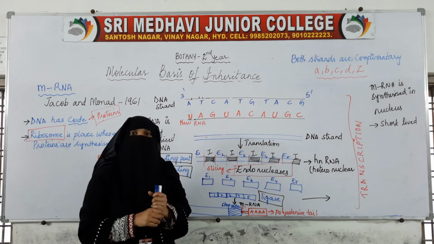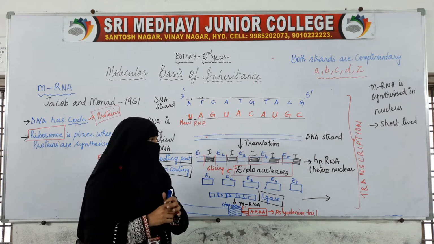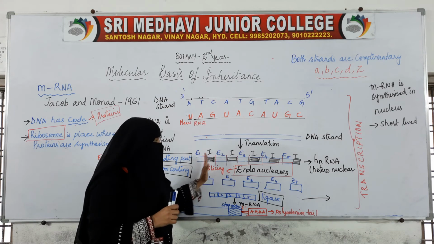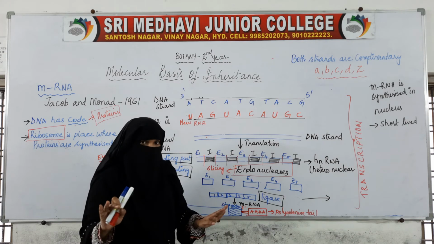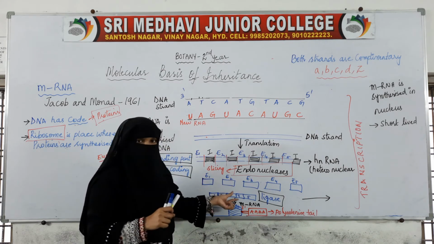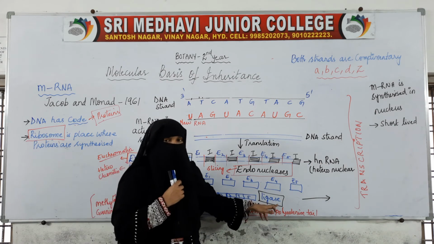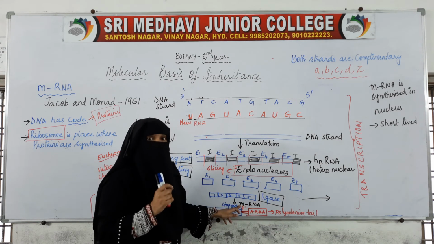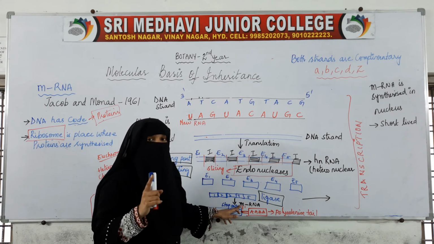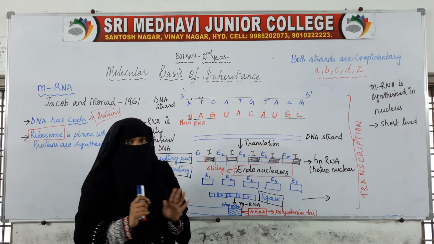It is called hnRNA, that is heteronuclear RNA. So it has both coding part and non-coding part. After splicing, the non-coding part is removed and we get coding parts, and all the coding parts will be joined together with the help of the ligase. So now this is mRNA. mRNA is very unstable.